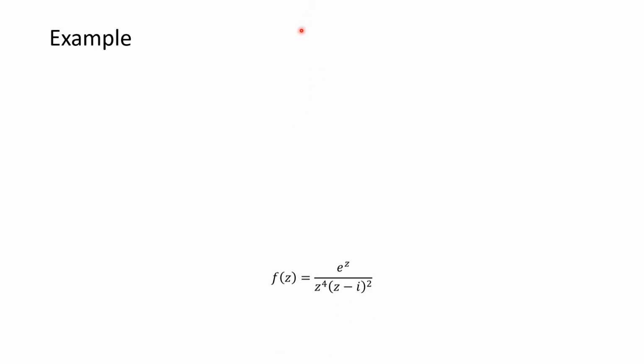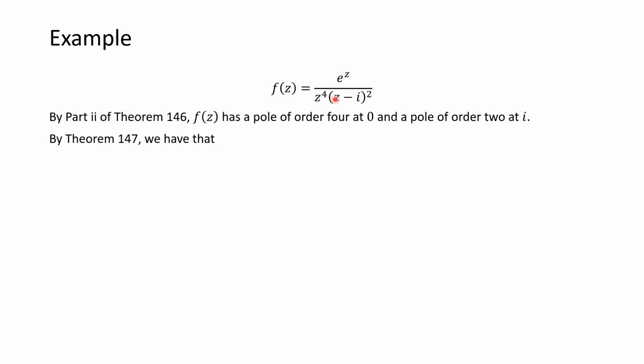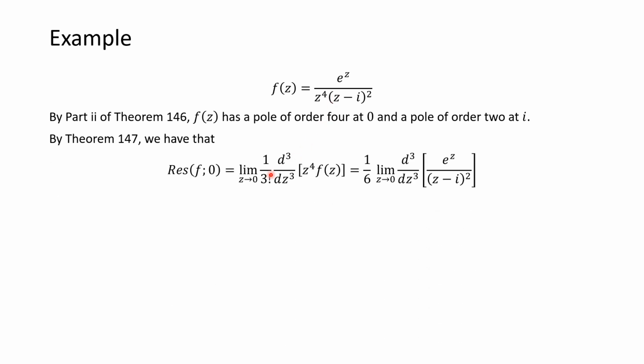So let's do an example. We have this function f of z equals e to the z over z to the fourth times (z minus i) squared. So we have a pole of order 4 at 0 and a pole of order 2 at i. Use our theorem from the previous slide to find the residue at 0. It's 1 over 3 factorial, the third derivative of z to the fourth times f of z. So it's the third derivative of e to the z over (z minus i) squared.